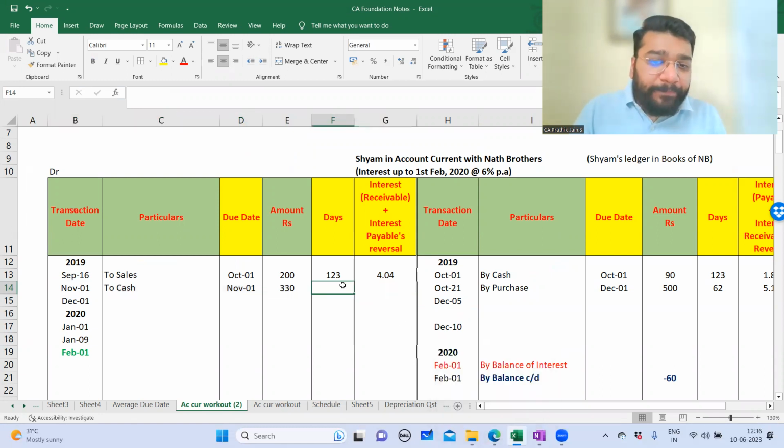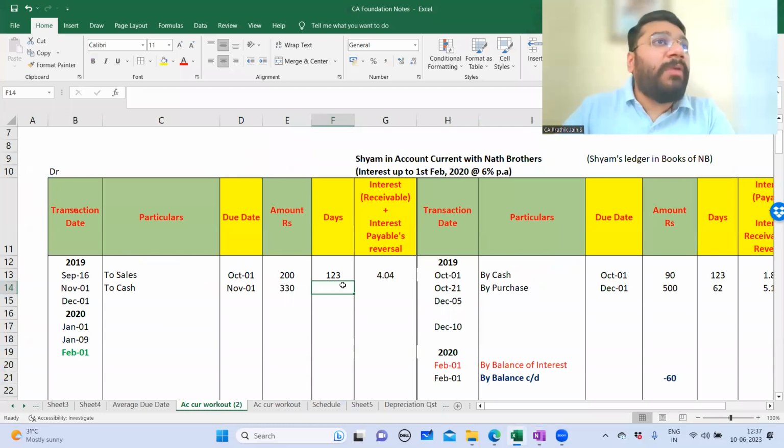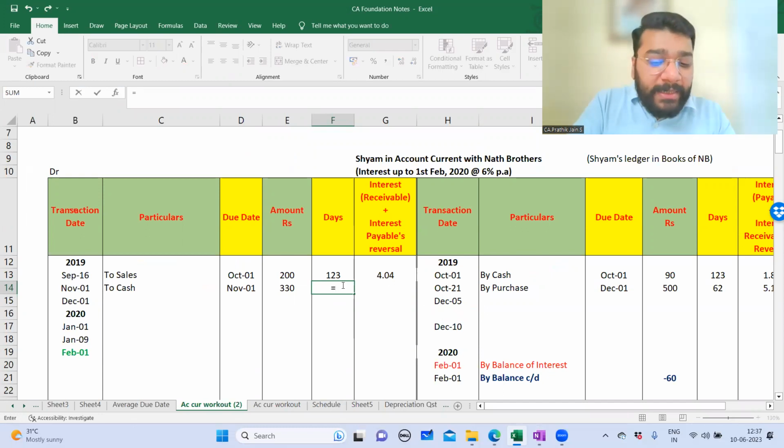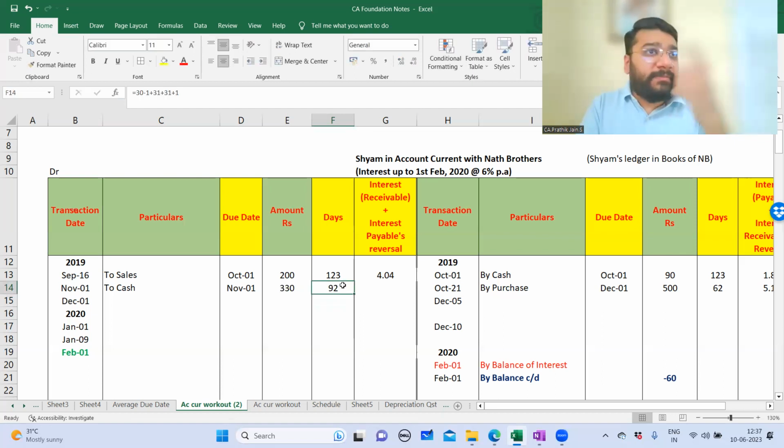Now, please tell me. November 1 is the date of payment. From November 1 to 1st Feb, how many days advance have you paid the money? Sir, November is totally 30 days. In that 1 day of November gone. Plus December 31 days. Plus Jan 31 days. Plus 1 February. 92 days.